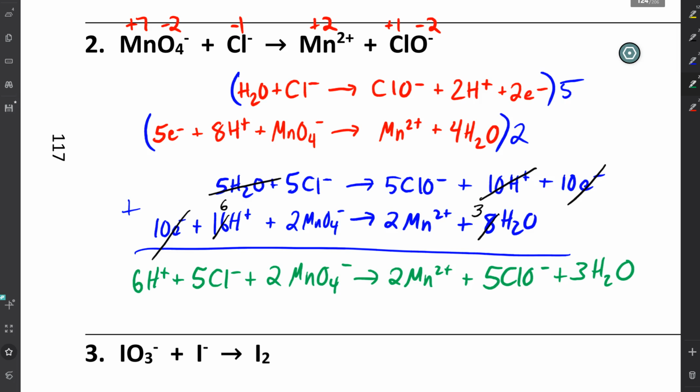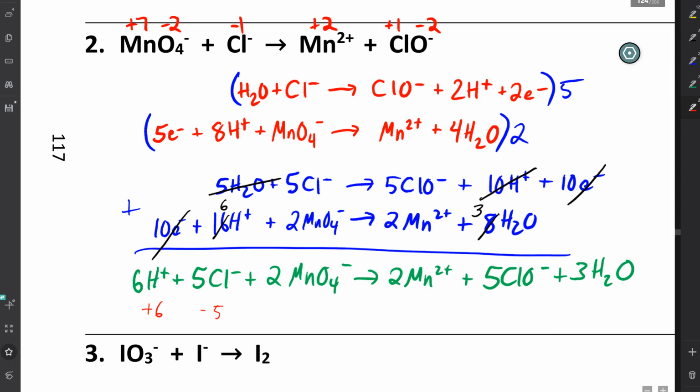Check for charge. Let's write this in another color. I've got plus 6, I've got minus 5, and I've got minus 2 for a grand total of minus 1 on the reactant side. I've got 2 plus, so that's 4 plus. And I've got minus 5, 0. Gives me minus 1 on the product side as well.